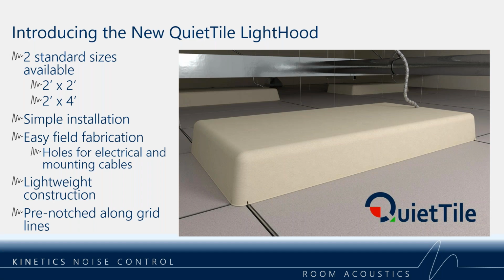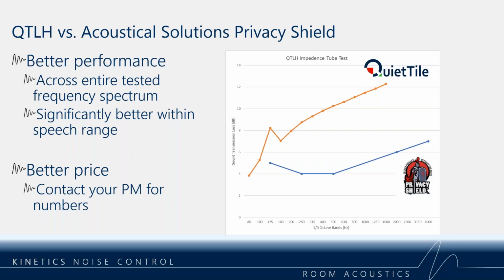So what we've added, the new product to this system, we've had questions about this before, is that the QuietTile itself was not addressing some of the holes that get created, and lights are certainly part of that. So the QuietTile LightHood is available standard as a 2x2 or a 2x4 piece. It's a one-piece unit with simple installation. Field fabrication can be done realistically with, you can punch holes with a screwdriver. You can cut slits in it with a utility knife. It's very easy and very lightweight. In comparison to some of the products on the market today, I know Privacy Shield is one that's available online.